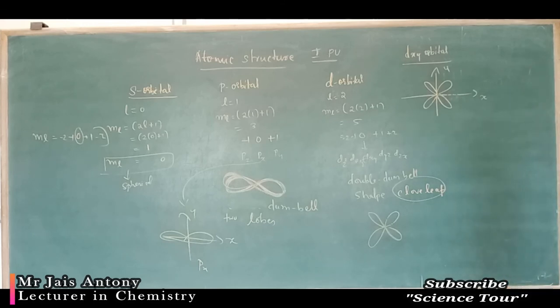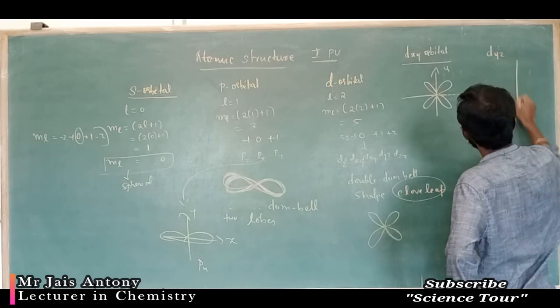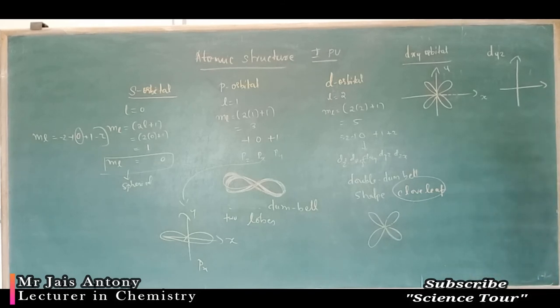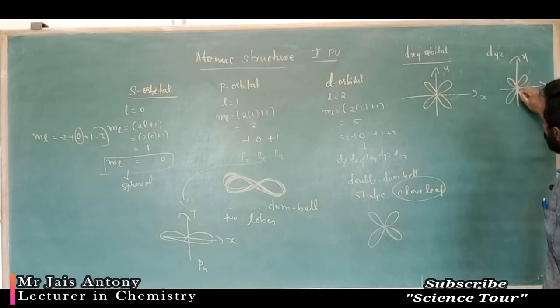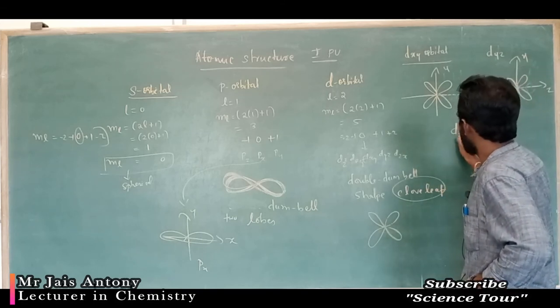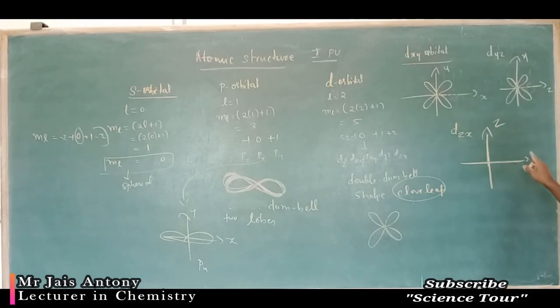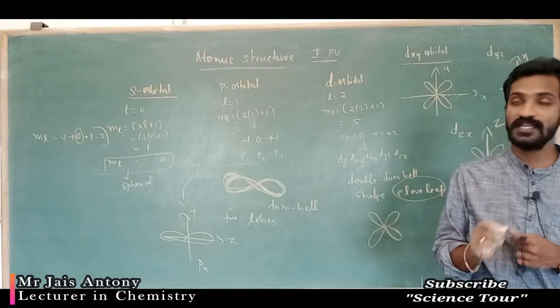Okay. Next, dyz. I already mentioned that you can take any axis, this one x axis, y axis, no problem, understood? This I will consider as z, in the first I considered it as x. You can consider any axis, just draw between the axes, double dumbbell. Okay, dyz is over. Next, dzx. I will consider this as x, this as z. You can name any axis, but be careful, z and x are needed. So first orbital, second dzx. Okay.